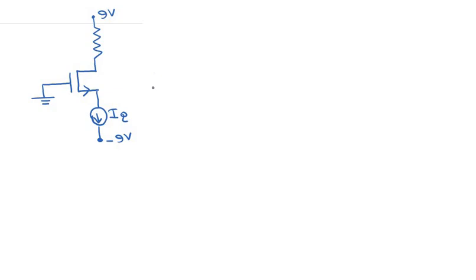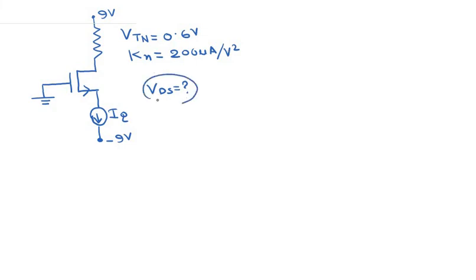VDS, and you are provided with the information that VTN is equal to 0.6 volts, and the conduction parameter Kn is 200 microampere per volt square. So these two things are given to you. You are asked this value of VDS, and you are also provided with the information that the resistance connected to the drain is equal to 24 kilo ohms. So this is the problem over here.